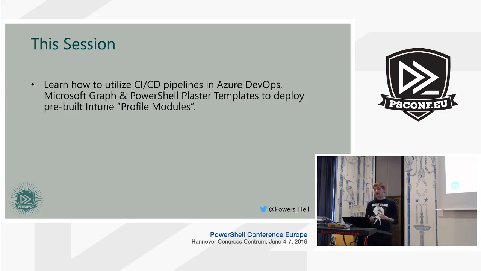So essentially what we're going to do is utilize CI/CD pipelines in Azure DevOps. We're going to utilize Microsoft Graph and PowerShell Plaster templates to deploy pre-built Intune profile models, or modules rather.